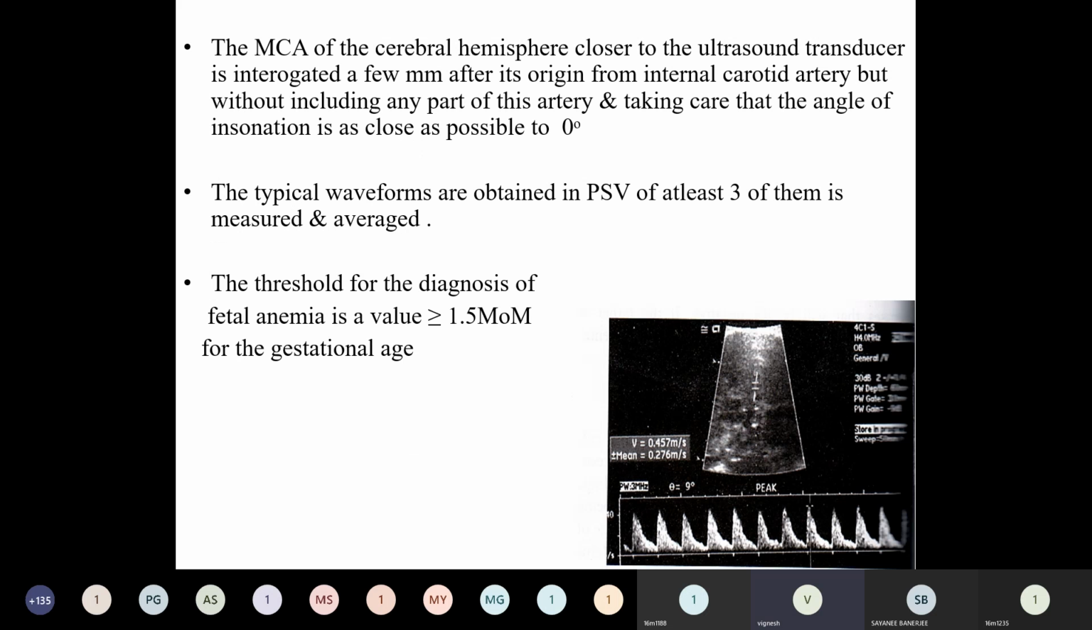How do you measure the MCA? Just a few lines. The MCA of the cerebral hemisphere closer to the ultrasound transducer is interrogated. You take it from its origin from the internal carotid artery, but without including any of the internal carotid artery, taking care that the angle of insonation is as close to 0 as possible. The typical waveforms are obtained in peak systolic velocity. At least 3 of them should be measured and the average taken. The threshold for the diagnosis of fetal anemia is equal to or more than 1.5 multiples of the median, or MoM, for the gestational age.